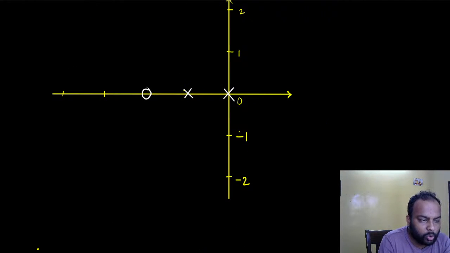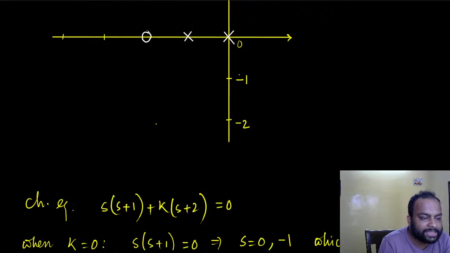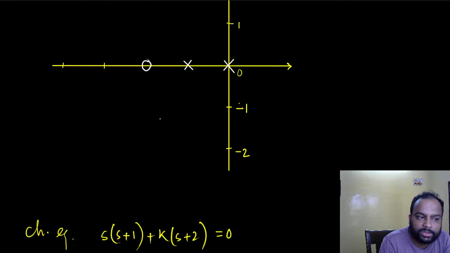So these are the two locations. So s equal to -1 and s equal to 0 are the two locations from which the root locus starts. Okay, so now let's construct the root locus through the different rules that we studied earlier. All right, so now let's talk about the rule number 2.